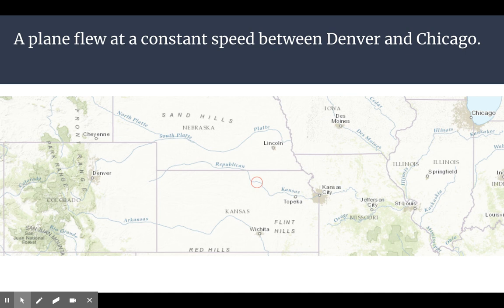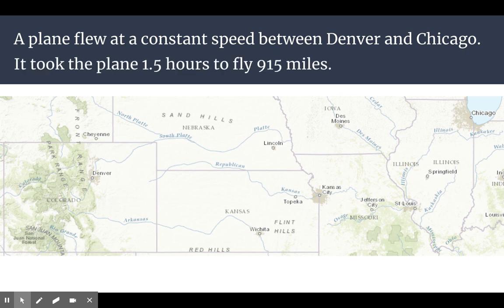So we know that a plane flew at a constant speed between Denver and Chicago. It took the plane 1.5 hours to fly 915 miles. So if I look at my table in the student companion, I'm given a table, and the only thing that is given to me is that 1.5 hours it takes 915 miles. Okay, so let's go ahead, pause the video, take some time here to see if we can figure out the rest of the table.